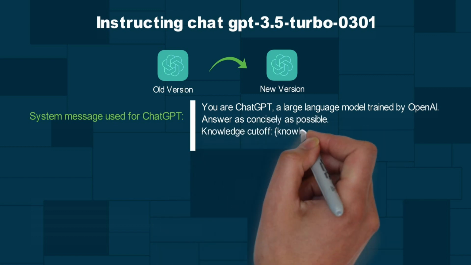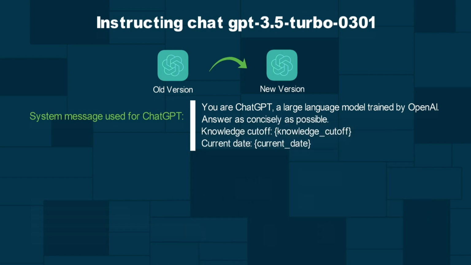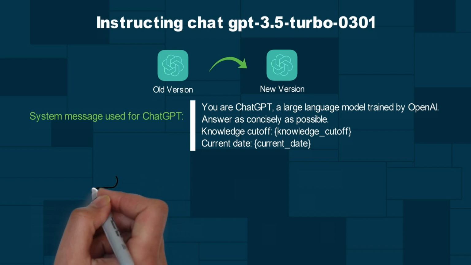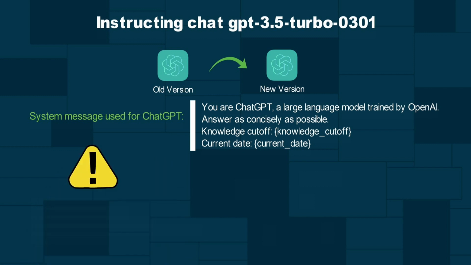You are ChatGPT, a large language model trained by OpenAI. Answer as concisely as possible. Knowledge cutoff. Current date. In general, GPT 3.5 Turbo 0301 does not pay strong attention to the system message, and therefore important instructions are often better placed in a user message.